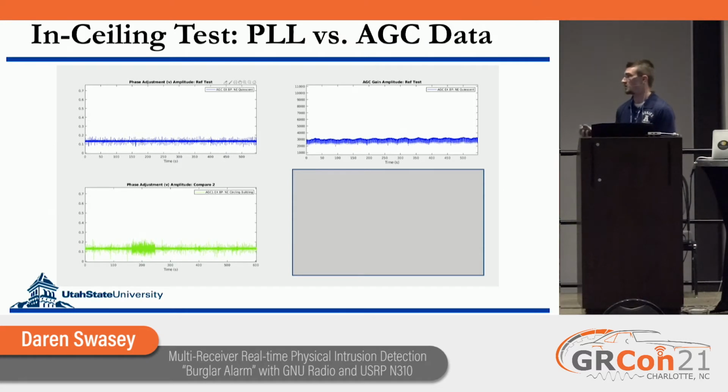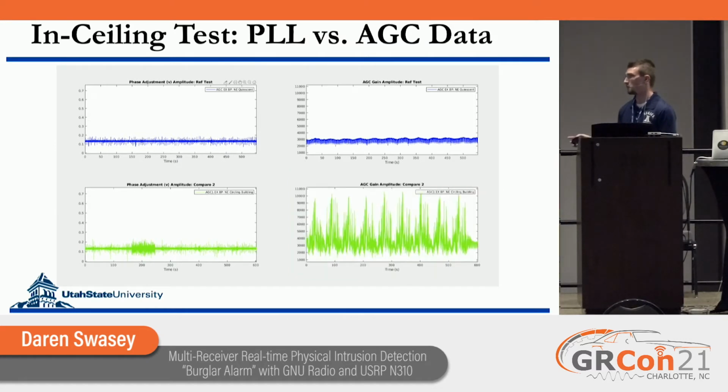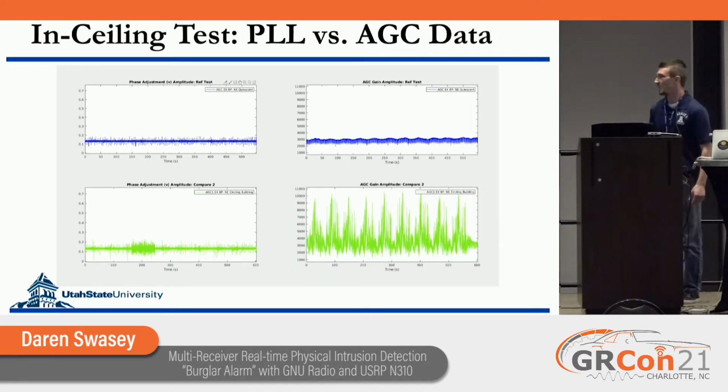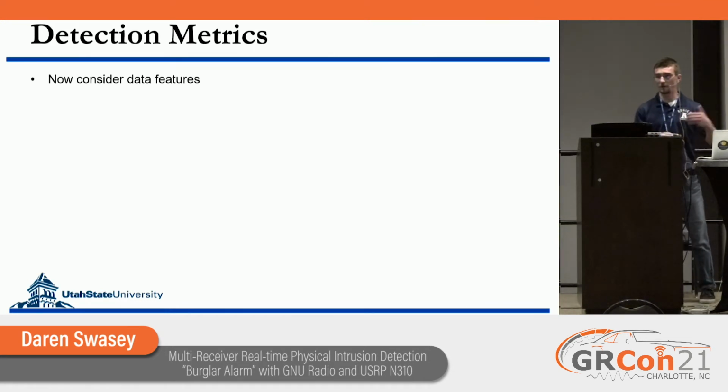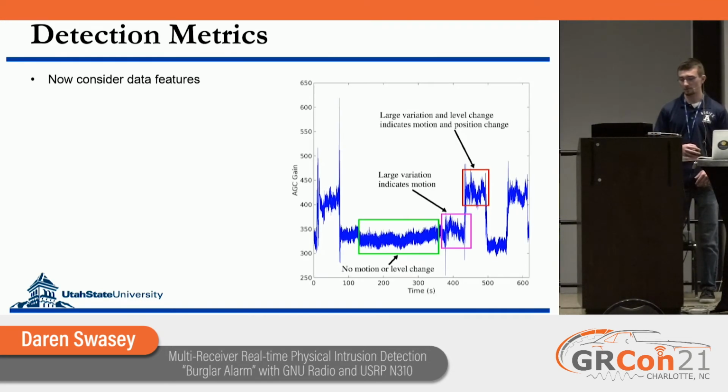And then on the AGC side, we get a huge, huge result. And at this point, we're like, yeah, okay, the AGC needs to stay here. It provided very good results. And in doing that, the next step is to quantify those results and be able to run this in real time. So we need to consider what we can actually pull off of this signal to use as metrics to run in the real-time processing.